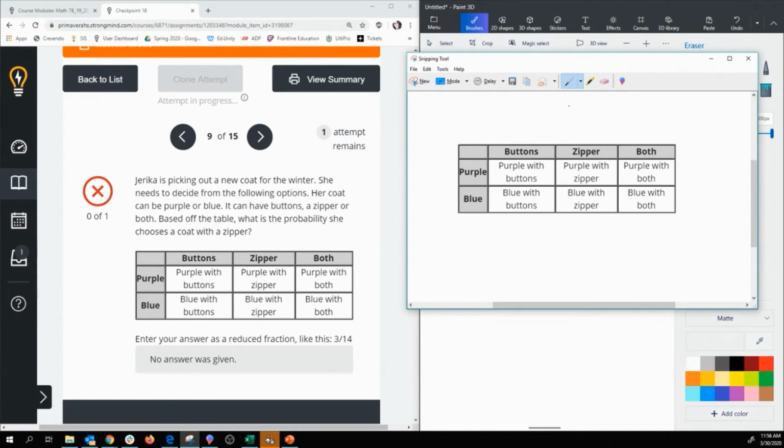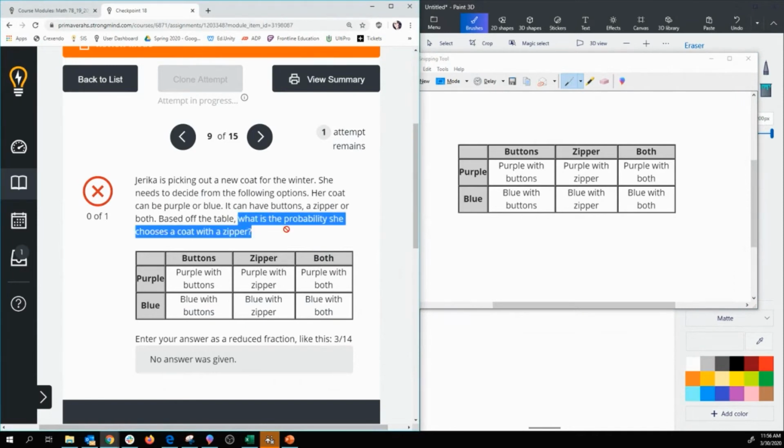Perfect. Okay. So the question here is asking us, based off the table, what is the probability that she chooses a coat with a zipper? In this problem, I just want to know, out of all these total coat options she has, purple with buttons, blue with buttons, purple with a zipper, blue with the zipper, purple with both, blue with both, out of all those, how many of them have a zipper?